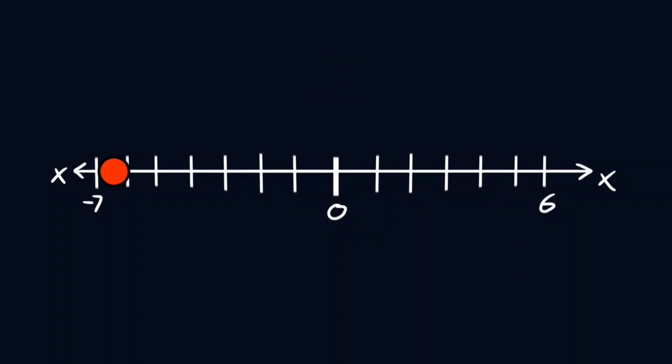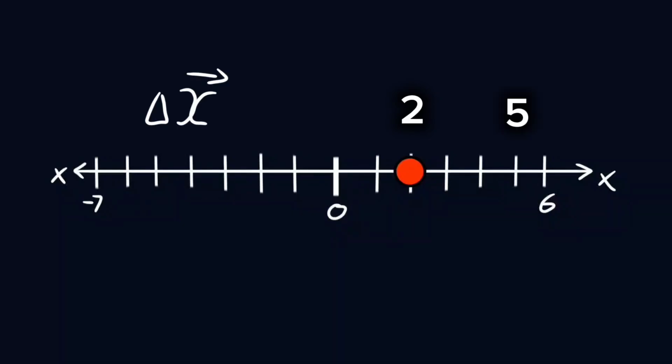Next is displacement, not to be confused with distance. Displacement is a change in position. It's a vector, meaning it has both magnitude and direction. For example, moving from x equals 2 meters to x equals 5 meters gives a displacement of plus 3 meters. Now let's talk velocity.